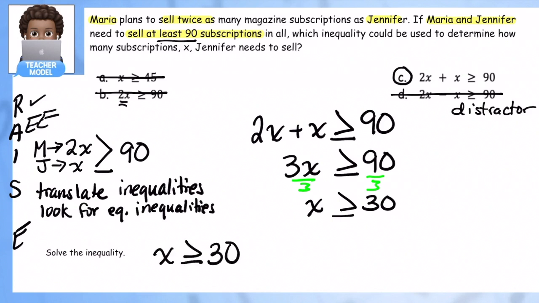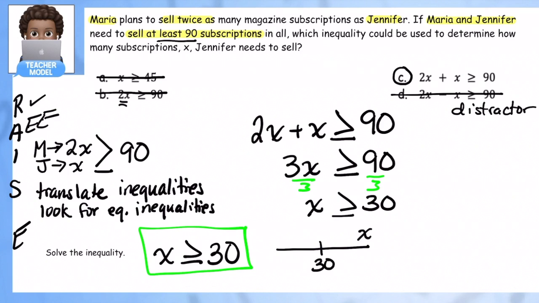There was a second part to this problem. Fantastic. And I'll also graph it as well. We're always in this pattern, and x has to be all the numbers that are greater than or equal to 30. So I'm going to make a circle at 30 and close it, because it could be equal to 30 or any number greater.